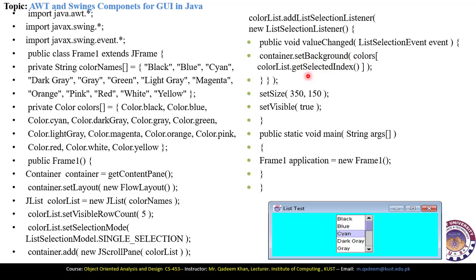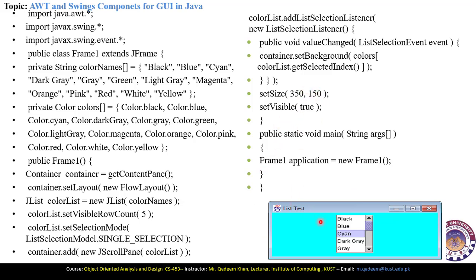container.setBackground, colorList.getSelectedIndex. This line of code will define the background of this container, and the background will be in fact taken from this colors array as colorList gets the selected index. setSize 350, 150 defines the size of this window. 350 is along the x-axis and 150 is along the y-axis. So these are the pixel values.